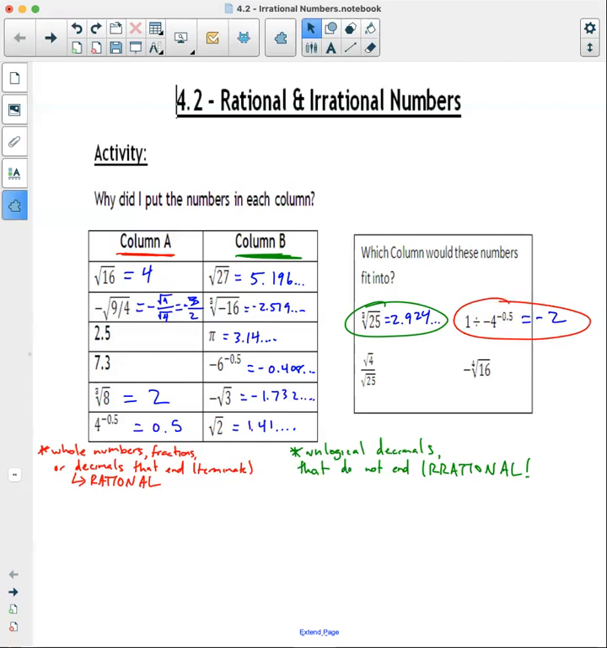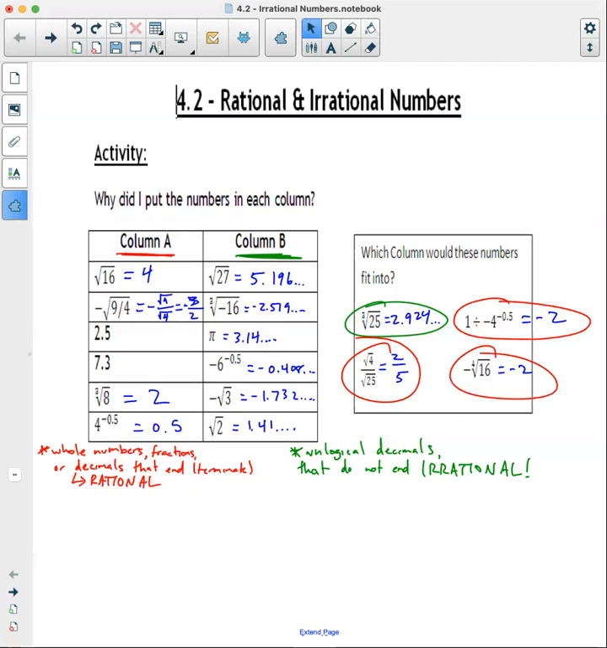The square root of 4 divided by the square root of 25 can be simplified to 2/5, which is a fraction, so that can go right into column A. Lastly, we're taking the 4th root of 16, and there's a negative in front of it. Punch that into your calculator, and you will get -2. And therefore that is going to go into column A as well.